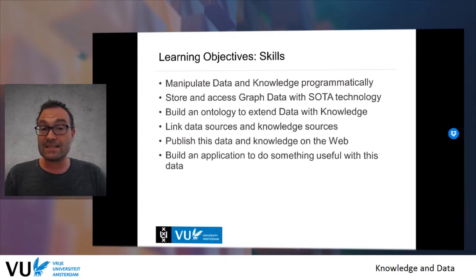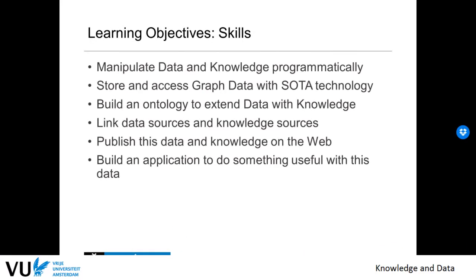You will also learn skills, as I said, and these are skills to manipulate data and knowledge in a programmatic way, which means that you can write programs, Python programs, to manipulate the data. But in a second step, you will also learn state-of-the-art technology such as graph databases and triple stores to store and access the data and therefore make it useful for yourself. In the next step, you will build an ontology. You'll learn how to do this with an ontology modeling tool like Protégé. You will learn how to link data sources and knowledge sources and publish the data and this knowledge in the end on the web so that you and other people can use it.